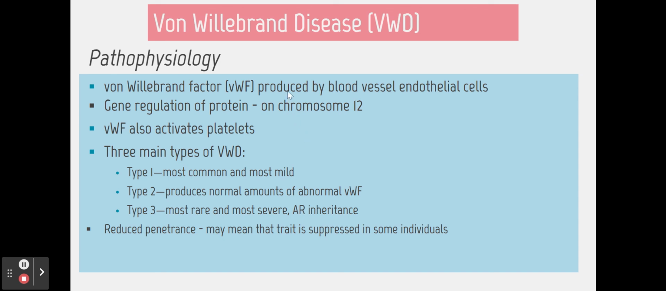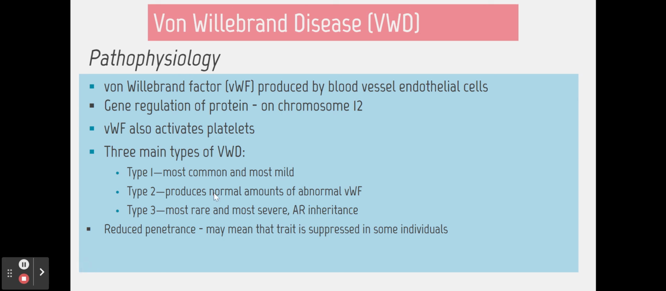This is another one of those things in the recipe for a blood clot. Endothelial cells should produce von Willebrand factor if the gene on chromosome 12 that codes for that is functioning. von Willebrand factor also activates platelets. So there are 3 types of von Willebrand disease. Type 1 is most common and most mild.